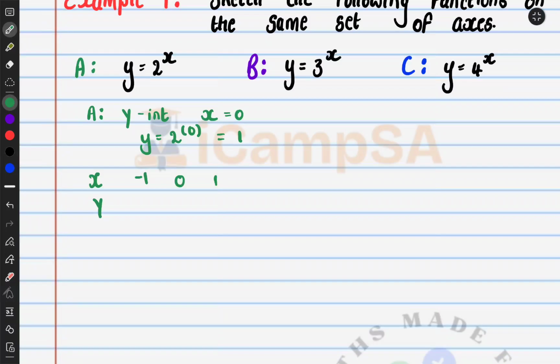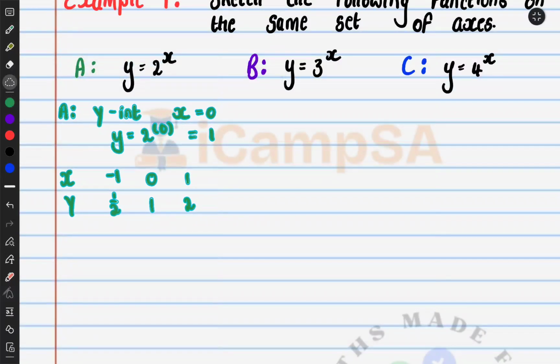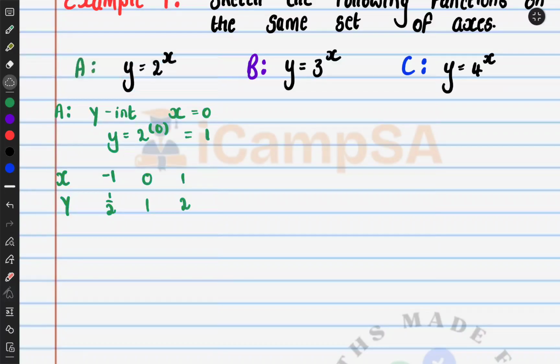Where x is equal to -1, we're going to have 1 over 2, and 0 we already have. That's your y-intercept. 1 is going to be 2. Then let's go ahead and do for b. So for b, the y-intercept, where x is equal to 0, we're going to have y is equal to 3 to the power of 0, which is equal to 1 again.